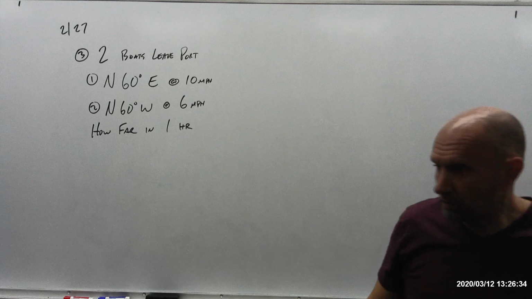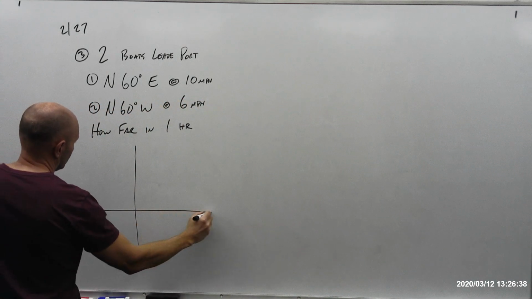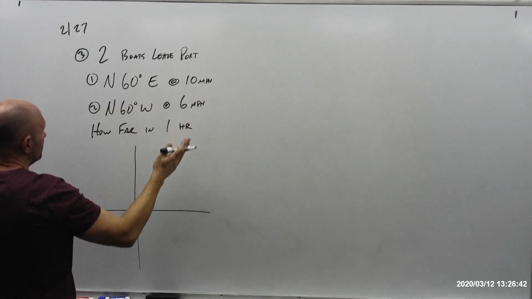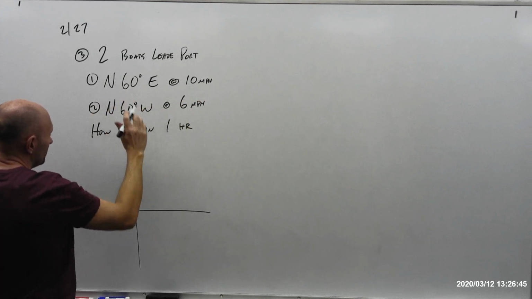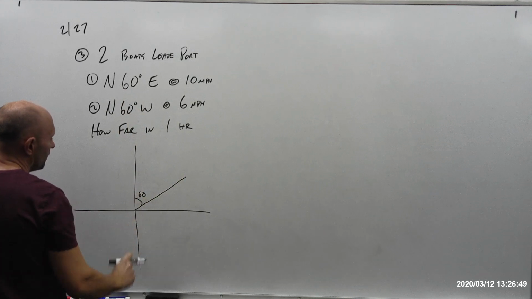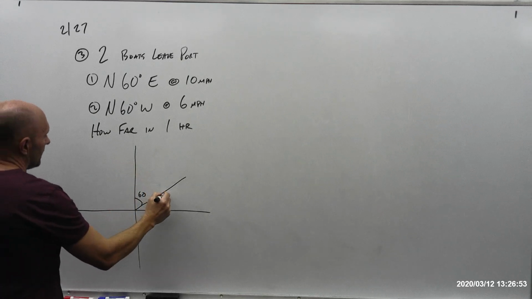So let's draw our picture. So the first boat, north 60 degrees east, so northeast is into quadrant 1. 60 degrees has to touch the y-axis, so the 60 goes here. And it's 10 miles per hour.